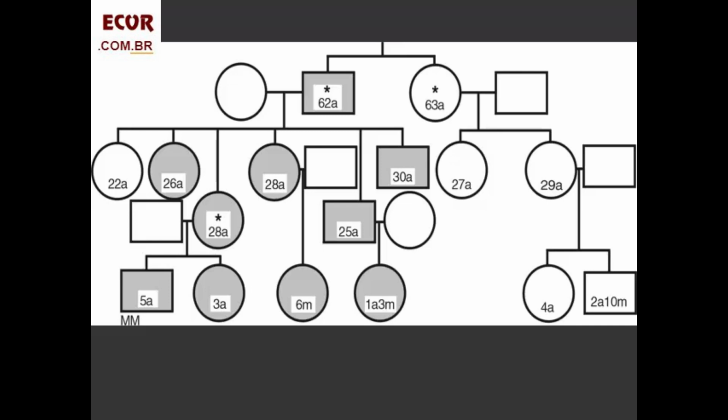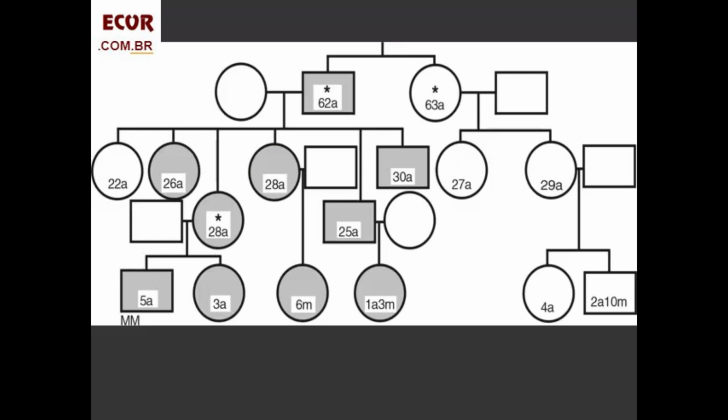Hypertrophic cardiomyopathy is familial. It is autosomal dominant with high penetration. In a family in which we diagnosed the case of hypertrophic cardiomyopathy in this 28 year old woman, and then studied the whole family, we can see the high penetration.